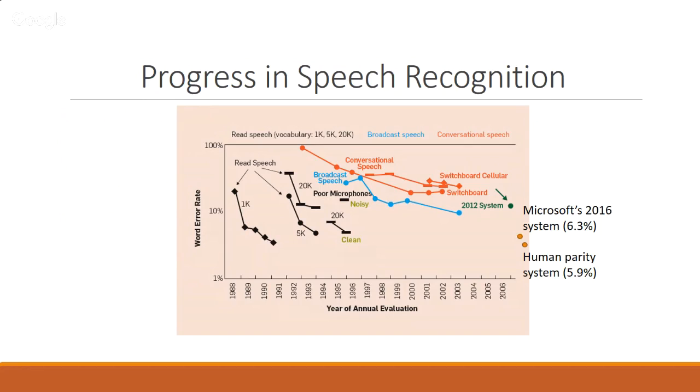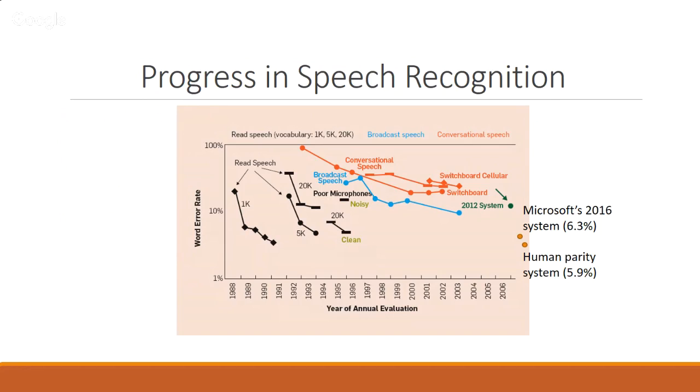Then they decided to increase the complexity a little. They did the 5,000 and 20,000 tasks. And you can see that initially the results were not great. The word error rates were quite high. But then after a couple of years of work on that also, they could bring down the error rates of the 5K to much less than 10% and of the 20K to around 10% or so.